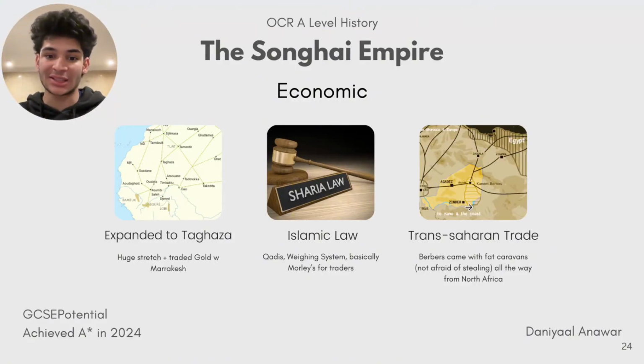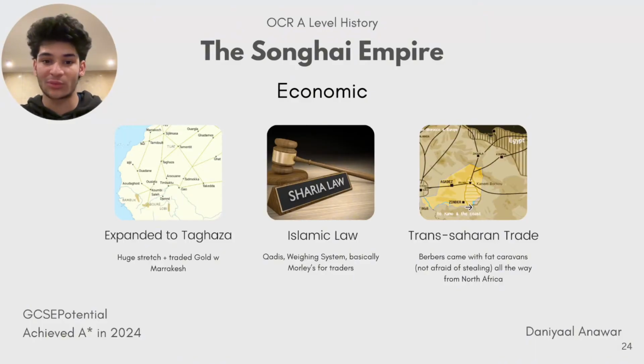The third thing, basically Morleys for traders. I don't even know what I meant by that. I guess the point is just that everyone goes there because it was so safe and secure. Morleys for traders, I guess so, because all of us go to Morleys. There we go, that's the point I was making.